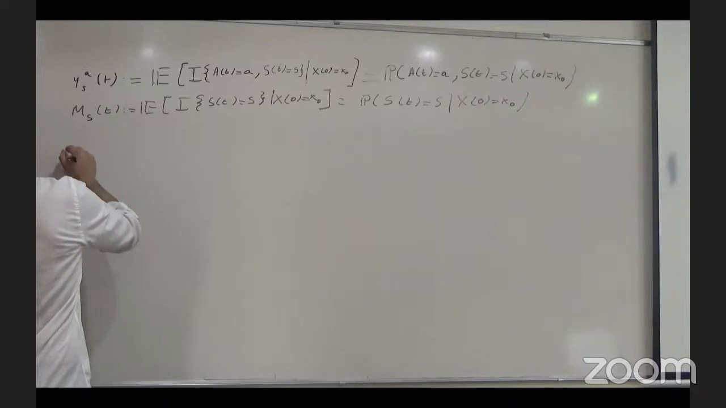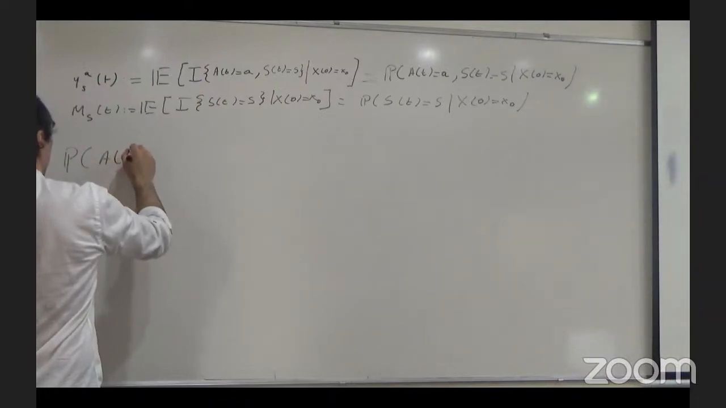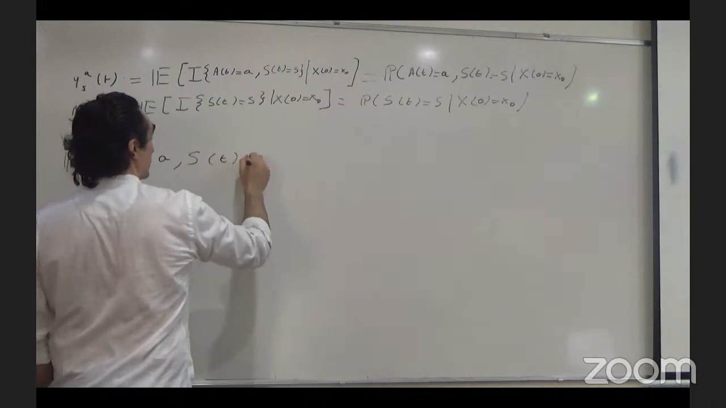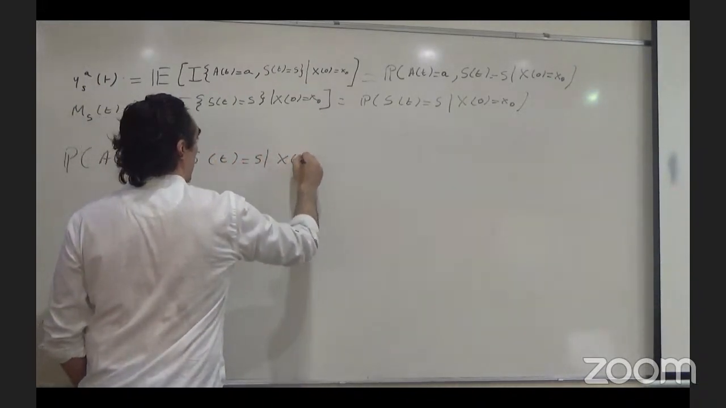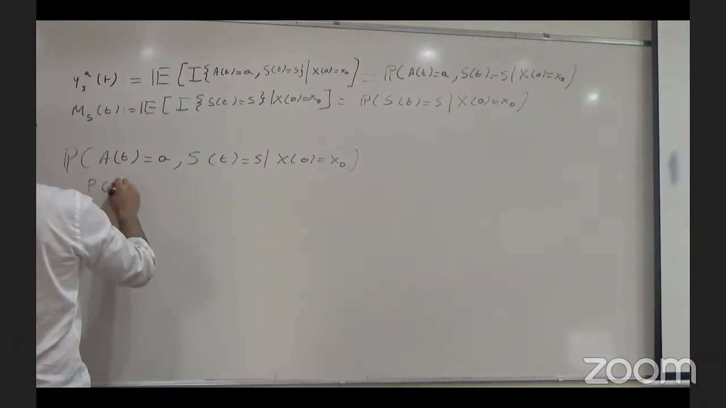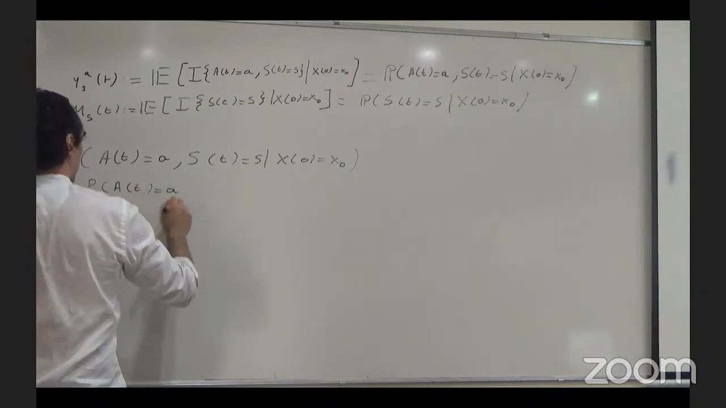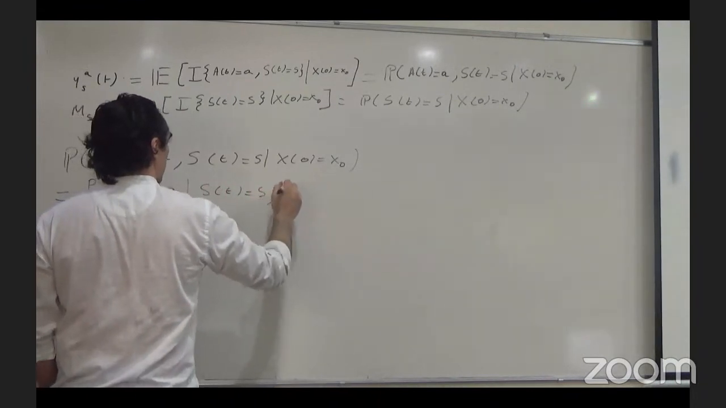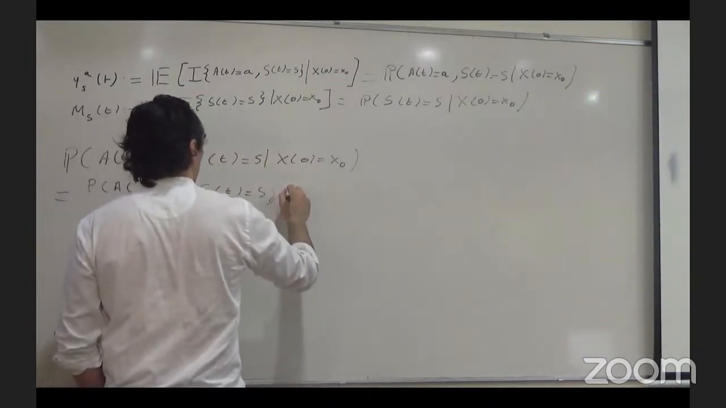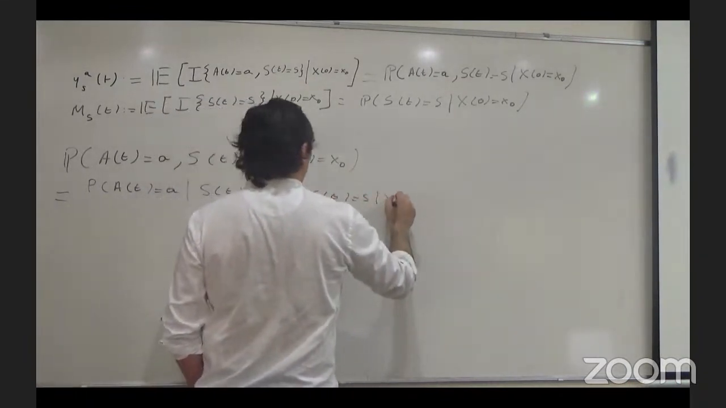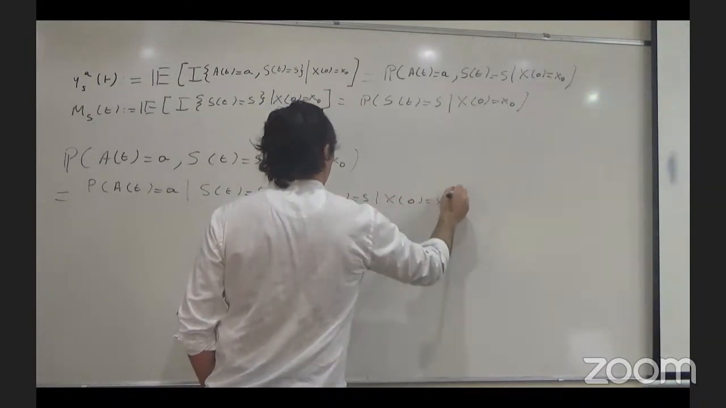So why the probability of A of T is equal to A, knowing S of T, knowing X0 equal X0, is just equal to the probability of A of T equal A, knowing S of T equal S, because it's Markov, I don't care, multiplied by the probability of S of T equal S, knowing X0. So it's coming from Bayes' law.